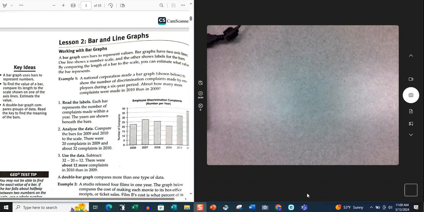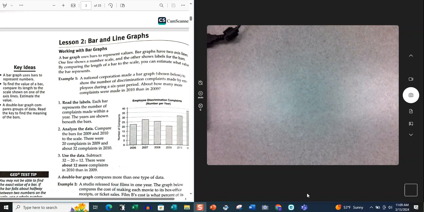Hello class, we're about to start lesson 2, bar and line graphs. It says here, working with bar graphs. A bar graph uses bars to represent values. Bar graphs have two axis lines. One line shows a number scale and the other shows labels for the bars. By comparing the length of a bar to the scale, you can estimate what value the bar represents.